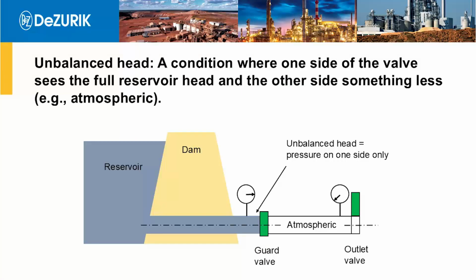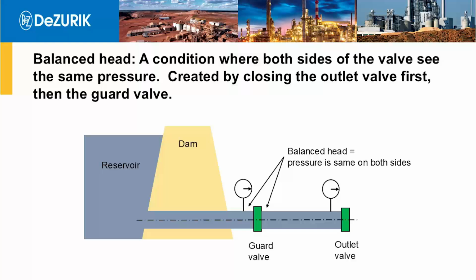Unbalanced head is when one side of the valve sees full reservoir head, and the other side is atmospheric or something less. That's important to note because unbalanced head makes us choose a different size or pressure rating of valve than we would if it was a balanced head. Balanced head is when you have the same pressure on both sides of the valve, and the valve is operated with the same pressure on both sides.